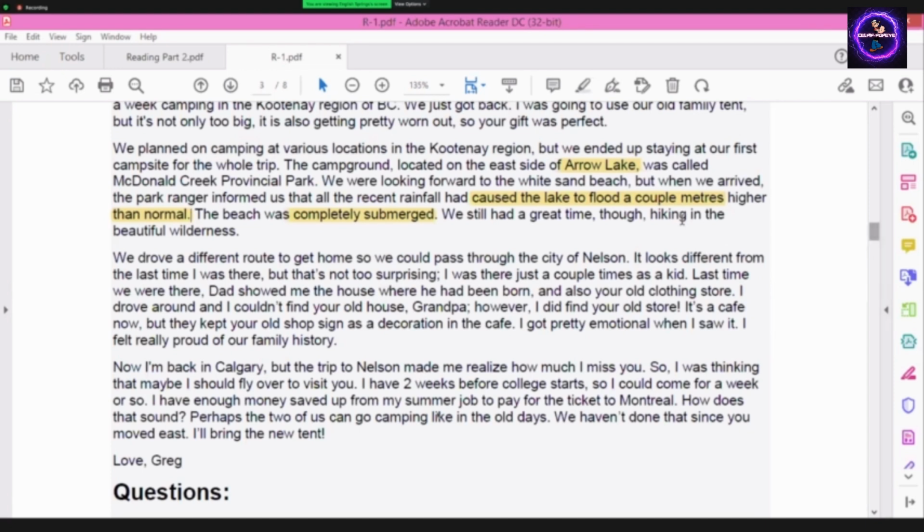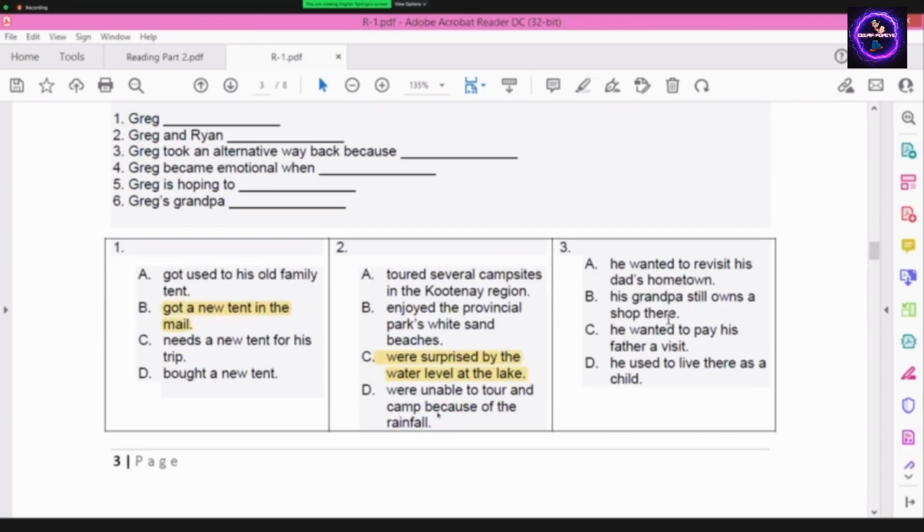So a sign of surprise is there in this line, but the point is you have to go for elimination and eliminate the options logically. They didn't tour several campsites. They didn't enjoy the provincial sand beach, that was not possible. They were unable to tour, but they did tour. So the only option that comes out is C, because the water level at the lake was quite high, more than normal. That has a surprise element. Okay, got it. So that way you have to logically eliminate.